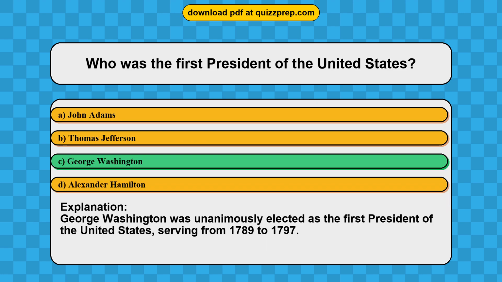George Washington was unanimously elected as the first President of the United States, serving from 1789 to 1797.